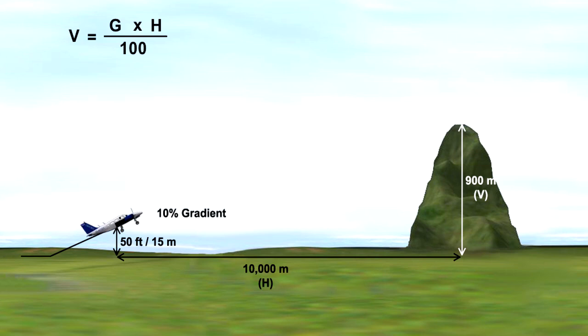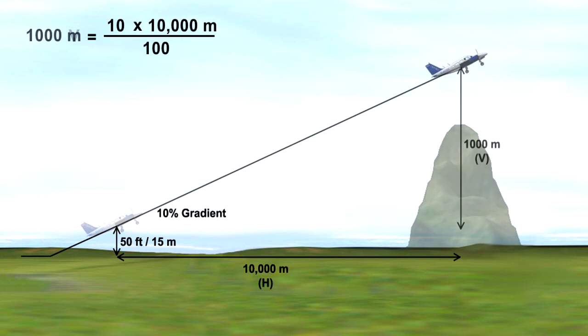Using the formula at the top left-hand side of the screen, you can see that to calculate the vertical component, the gradient must be multiplied by the horizontal component. This makes the equation 10% multiplied by 10,000 meters divided by 100. The answer is 1,000 meters. This means that the aeroplane will gain a height of 1,000 meters after covering a horizontal distance of 10,000 meters with a 10% climb gradient.